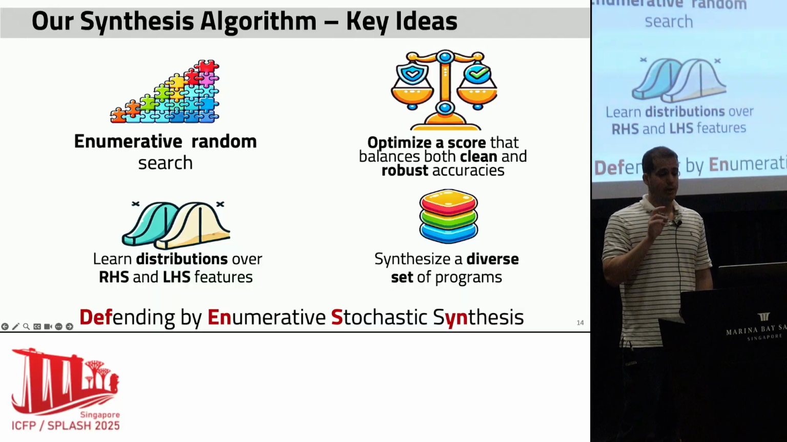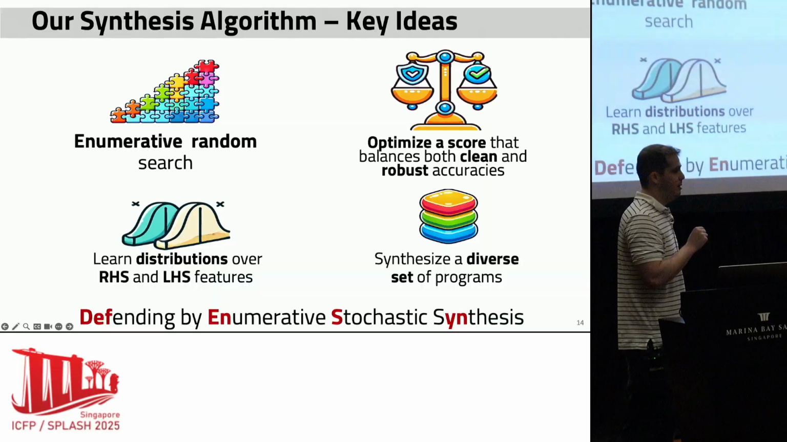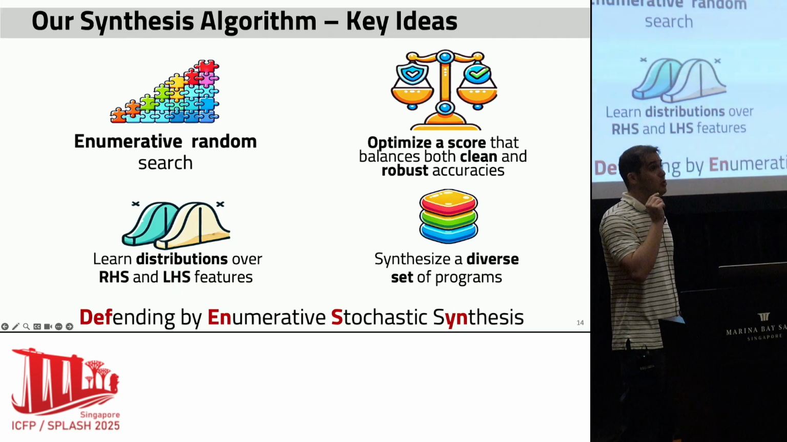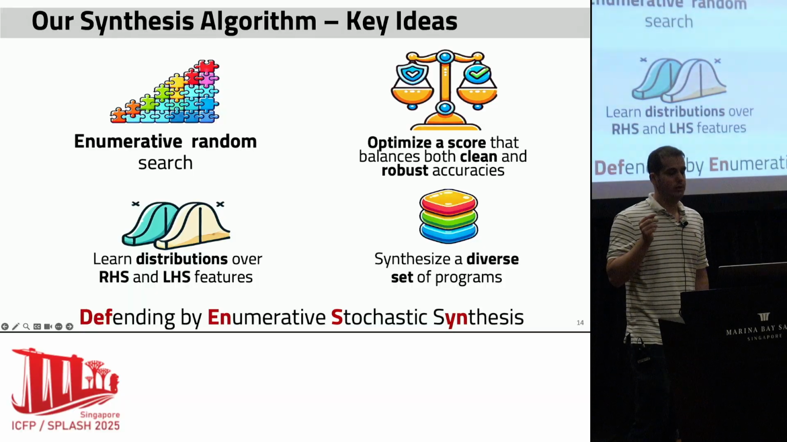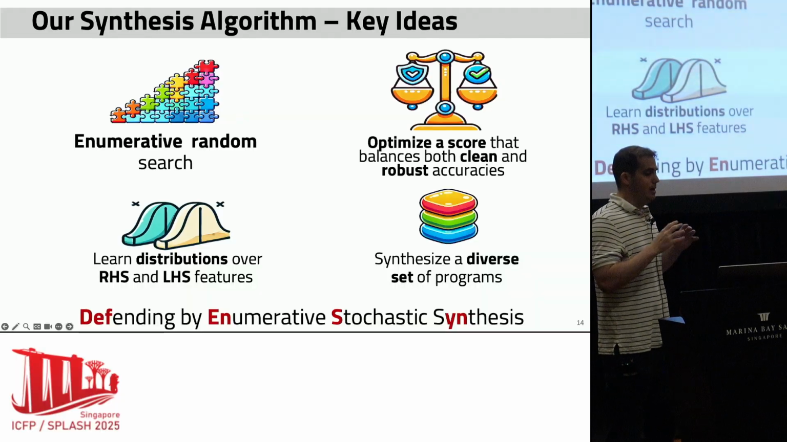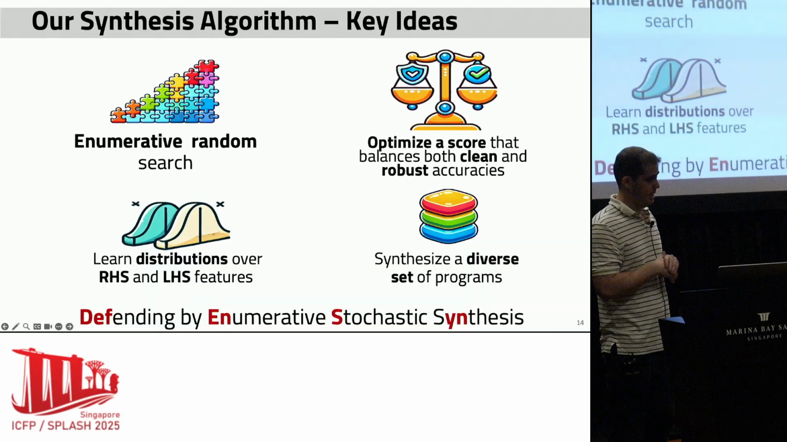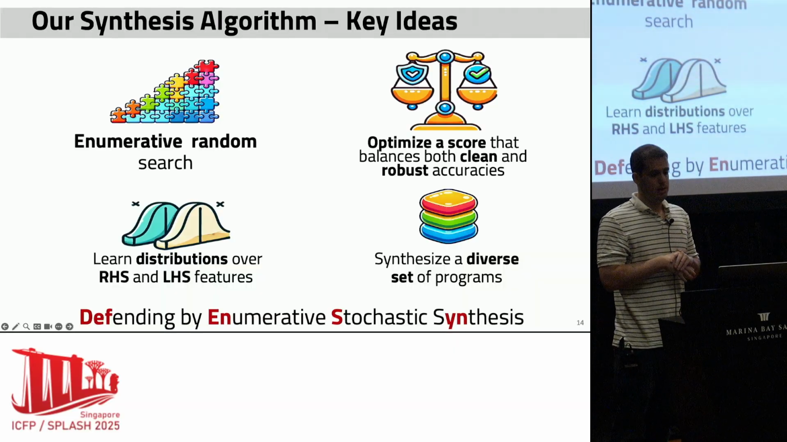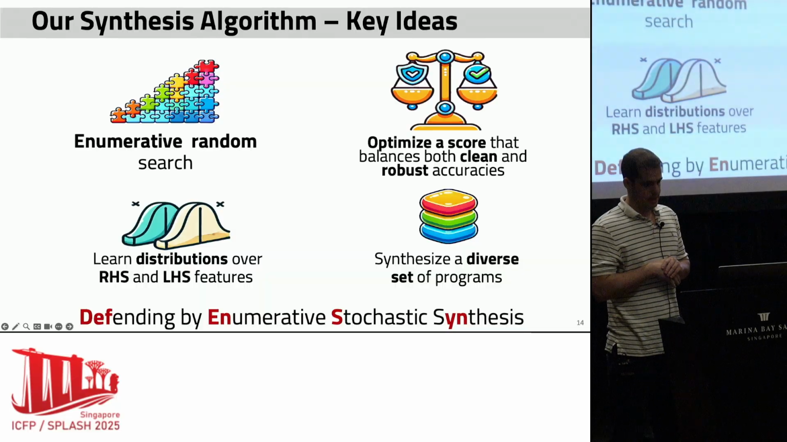The synthesizer selects programs based on a score, which balances both clean accuracy and robust accuracy. To help the synthesizer converge to a good solution, we learn distributions for the right-hand side and the left-hand side feature for each assignment, and it helps us to select better variables that can actually make our programs more suitable for enhancing the robustness.